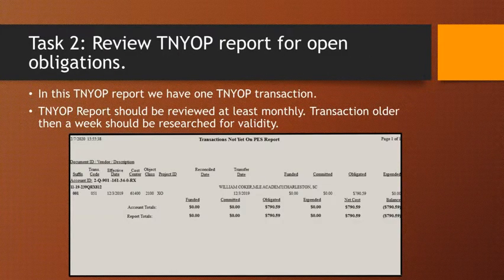Task 2. Review Transactions Not Yet on PES report for open obligations. In this Transactions Not Yet on PES report, we have one transaction. This report should be reviewed at least monthly. Transactions older than a week should be researched for validity.